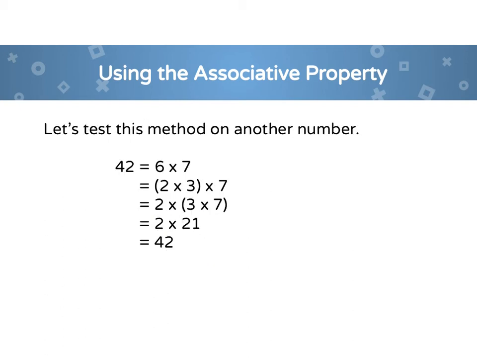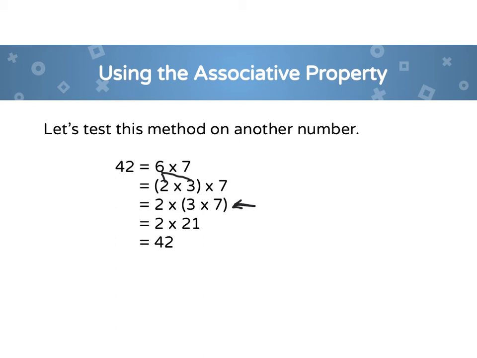Okay, so let's test this method on another number. 42 is equal to 6 times 7. Now we're going to just distribute that out. We have 2 times 3, because we just said that 2 times 3 is also equal to 6, multiplied by 7. Okay, so then we can break that up a different way in this one. We're looking at exactly the same problem, but we're just breaking it up differently.